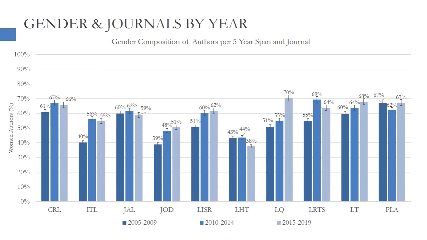When we look at it in smaller time spans, there are more indications of improvement than just the overall results might indicate. In fact, Library Quarterly shows a significant increase in the last 5 years and reaches 70%. However, none of the 10 reach the threshold of 74%. We do get an increase of 4 to 5 journals that meet ARL's threshold of proportionality within the last 5 years. But overall, if the goal is equity, there may still be some work to do.